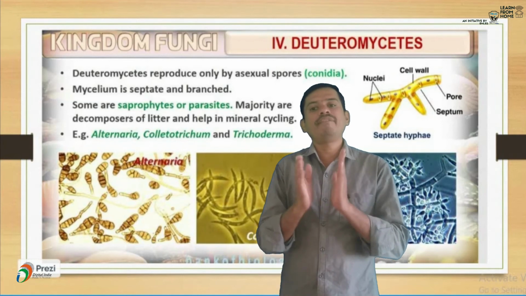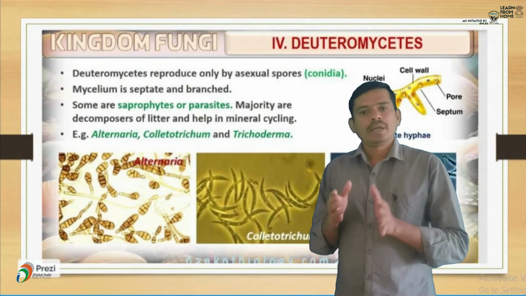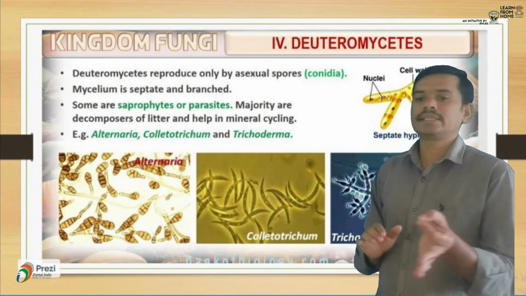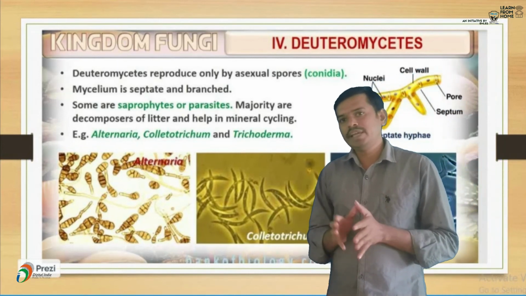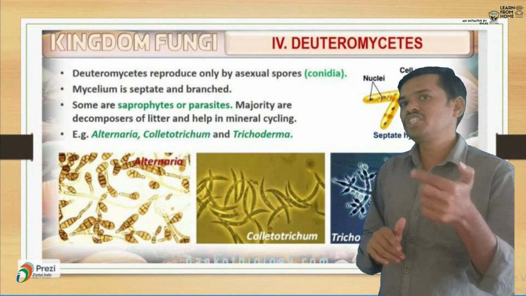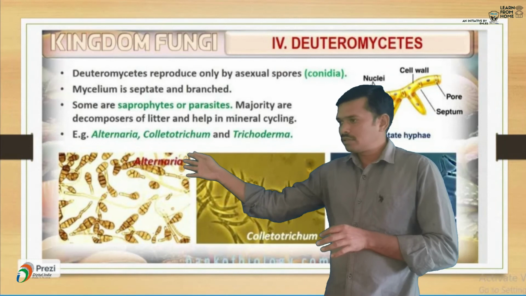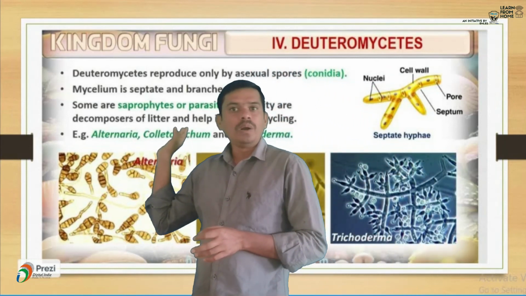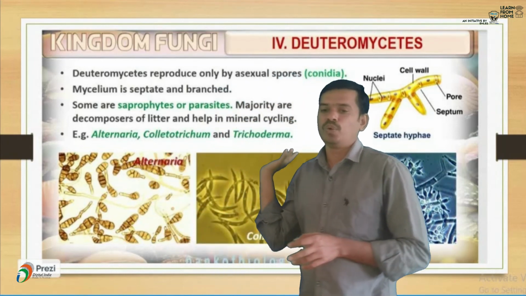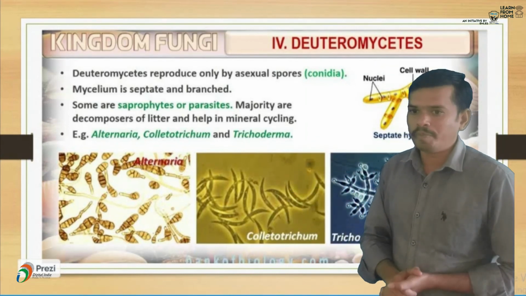Now, examples of Deuteromycetes: ACT. A means Alternaria, C means Colletotrichum, T means Trichoderma. They are examples of Deuteromycetes.